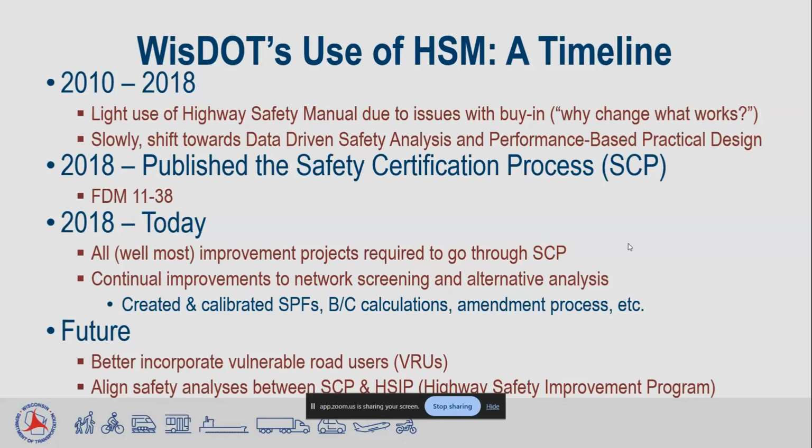And like Danny mentioned too, we're looking to continue to work on that. Excited for the HSM2 to come out, seeing how we might be able to incorporate vulnerable road users more into our policy, and then make sure that our 2 different processes, the SCP and the Highway Safety Improvement Program, align and are more linked together. So again, very high level overview of where we were, what we're doing now, and kind of where we want to go for our safety analysis.